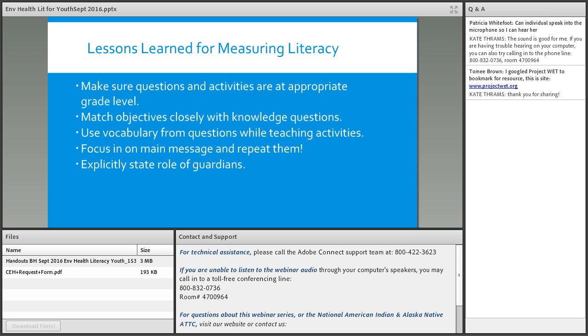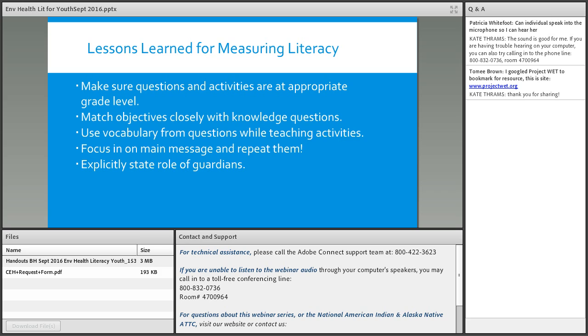So the lessons we learned from that first summer were that we really had to make sure we worked closely with the teachers and that our activities were at the appropriate grade level and that our questions were also at the appropriate grade level. And just making sure that our objectives for the day, our functional literacy objectives, matched the questions we were asking them, ensuring that all of our teaching staff were using the same vocabulary. And really, we were covering a lot in that camp, so we needed to focus in on some main messages and repeat them every day.